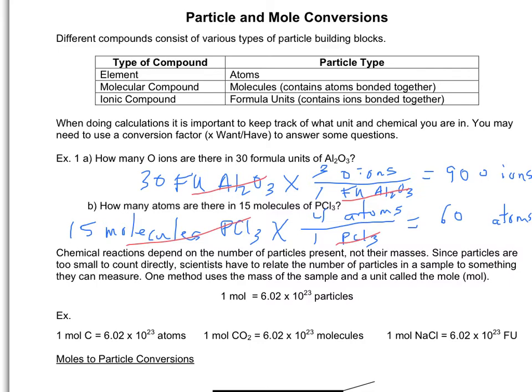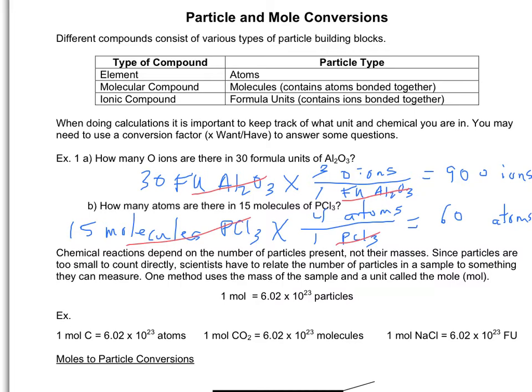Chemical reactions depend on the number of particles present, not the masses that you mix together. Since particles are too small to count directly, scientists have to relate the number of particles in a sample to something that they can measure directly. One of the methods that we're going to discuss in the course uses the mass of the sample in grams and a unit called the mole. There are other methods that we'll talk about in other units.